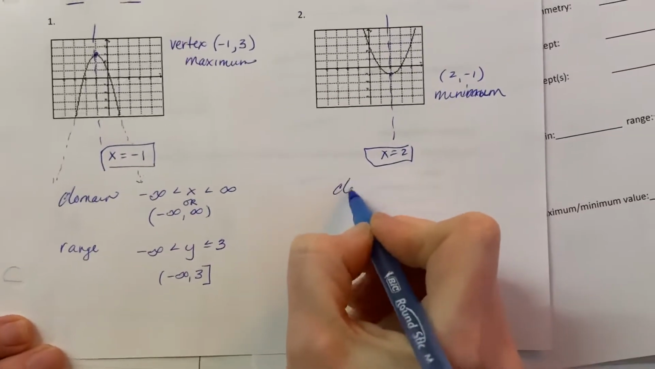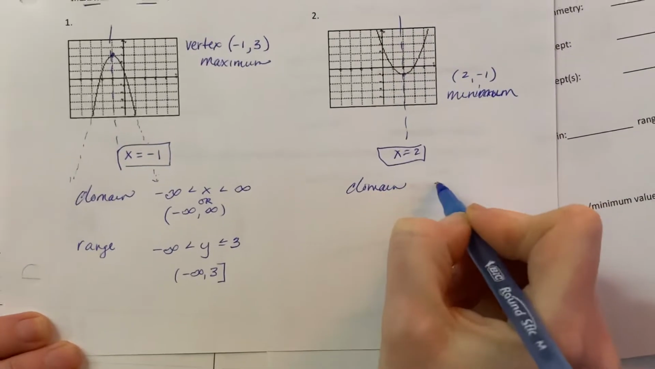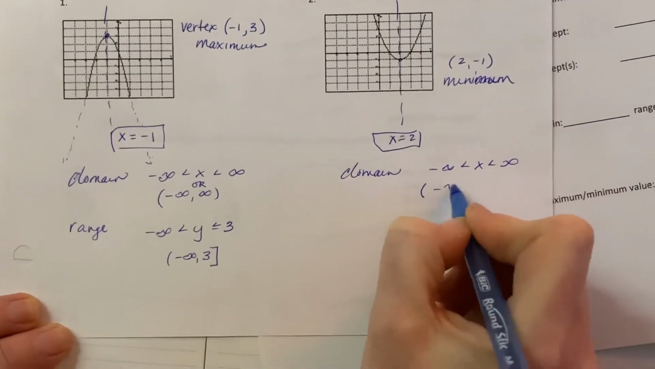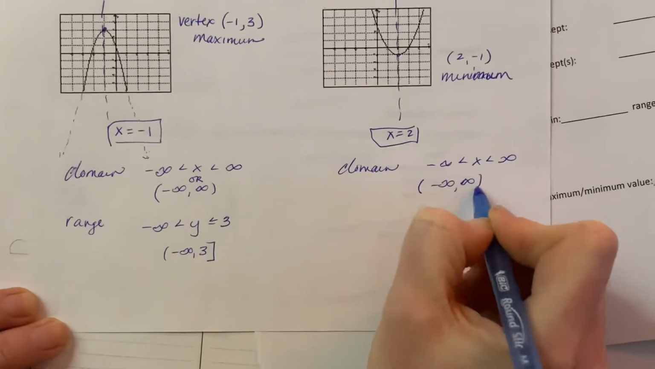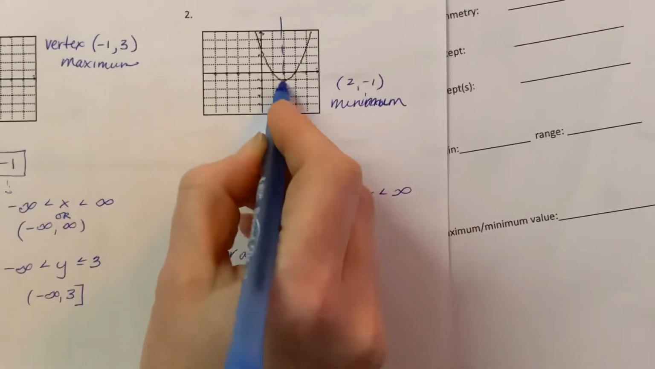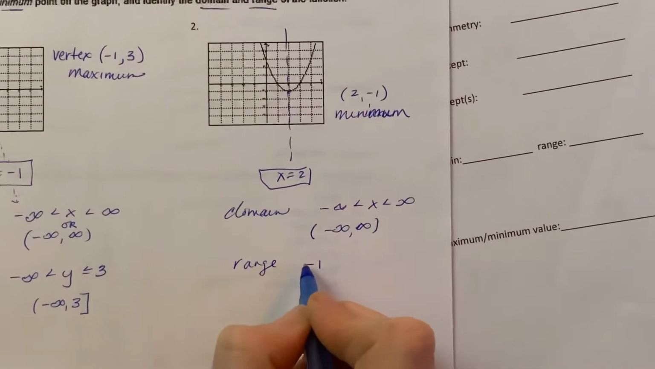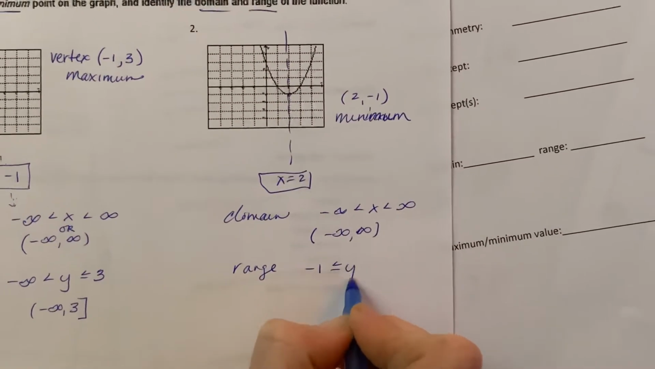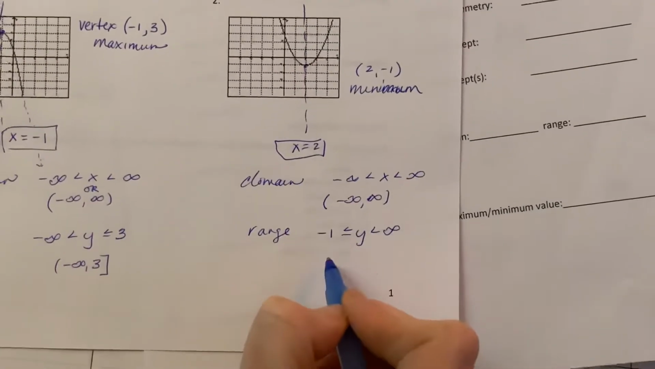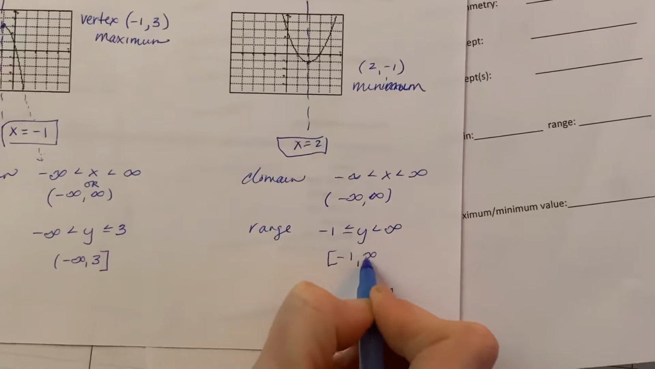For over here, the domain is the same, from -infinity to positive infinity. And the range, there is a floor in this case. The lowest point, because this is a minimum, is at -1. Again, we're talking about the y values. And it goes to the ceiling of infinity. So we could also identify it as -1 to infinity.